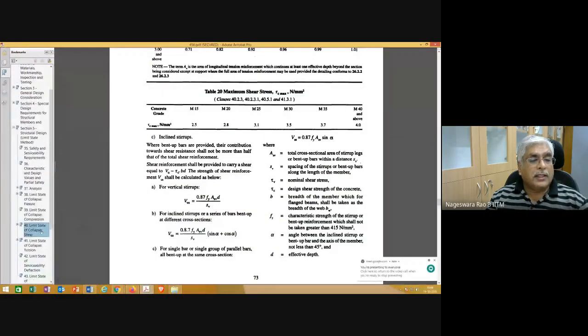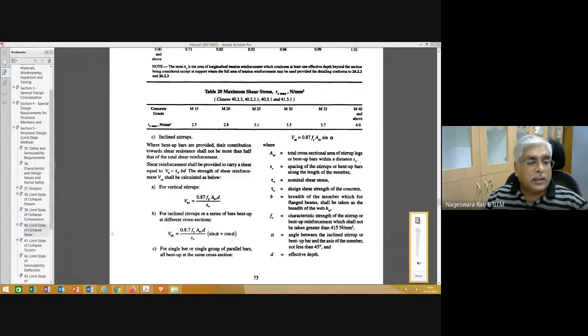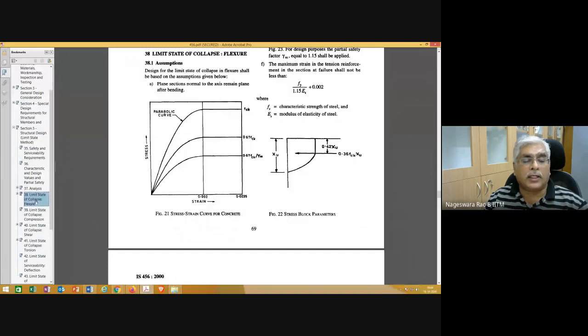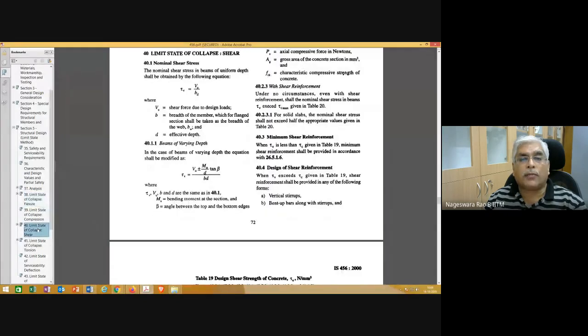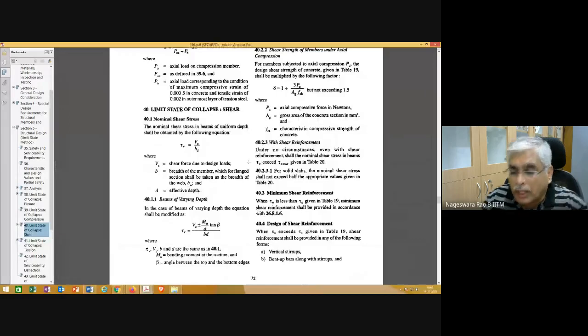So please see IS 456. What we covered is limit state of collapse under flexure. This is what we looked at earlier. And from today, in the next few classes, we'll be focusing on limit state of collapse under shear.